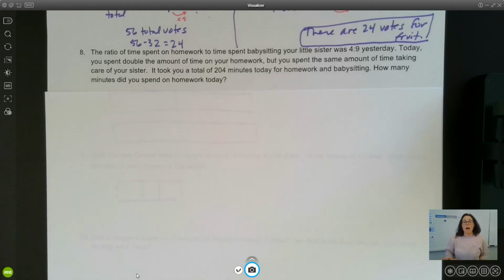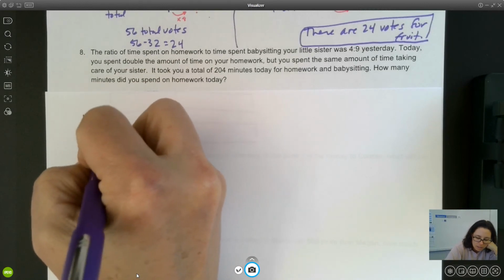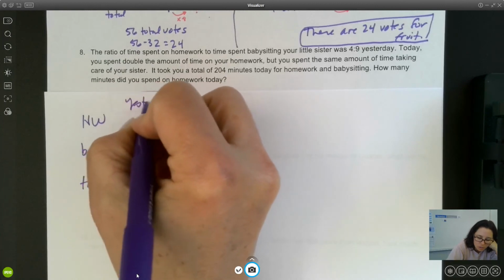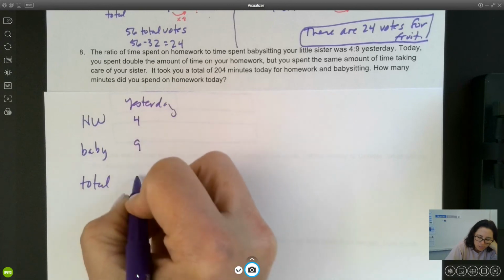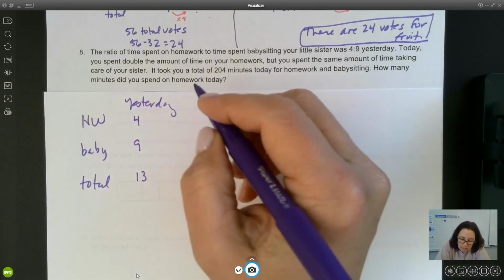Okay, there's a lot going on in here. There is homework and babysitting yesterday in a total amount of time. And then today, there's homework and babysitting in a total amount of time. Okay, so let's look at this like this. Homework, babysitting, I'm just kind of making some notes, total, and this is yesterday. Yesterday homework was 4, babysitting was 9, therefore the total would be 13.